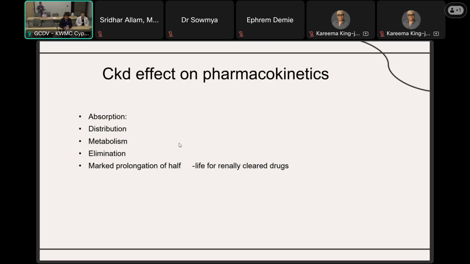So how does chronic kidney disease affect these pharmacokinetics now that we understand what this curve actually means? Well, it can affect in multiple ways. It can affect the absorption of the medications, distribution, metabolism, elimination, and then prolongation of the half-life of some renally cleared drugs. And we will go over these individually.